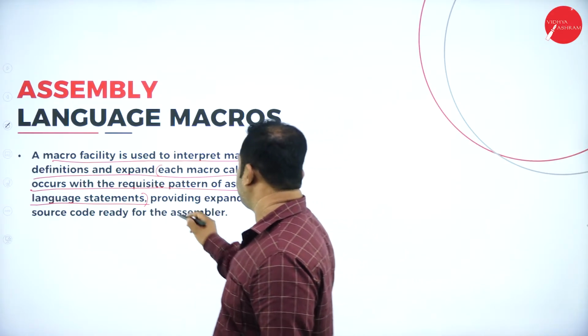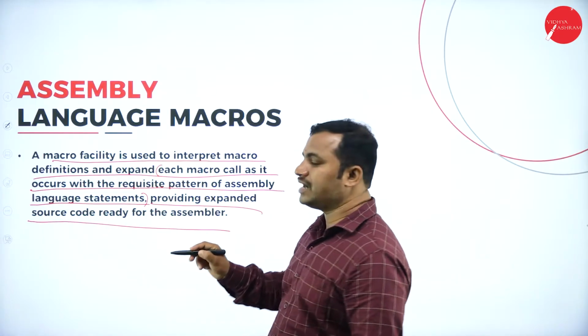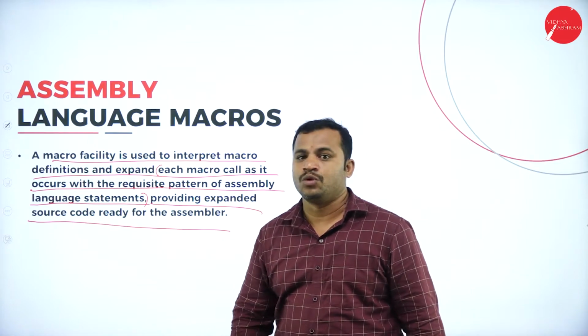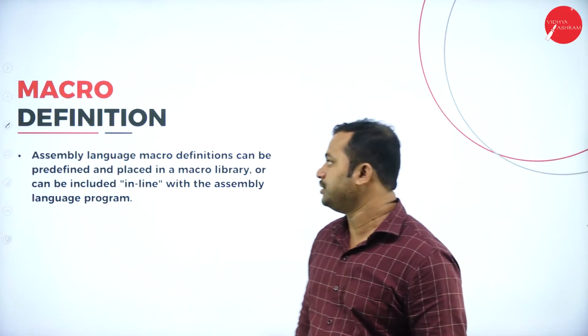In that case, it provides the expanded version of the source code which is ready for the assembler. Once it is completely expanded, it is given to the interpreter or to the assembler. That is how it is going to be done.